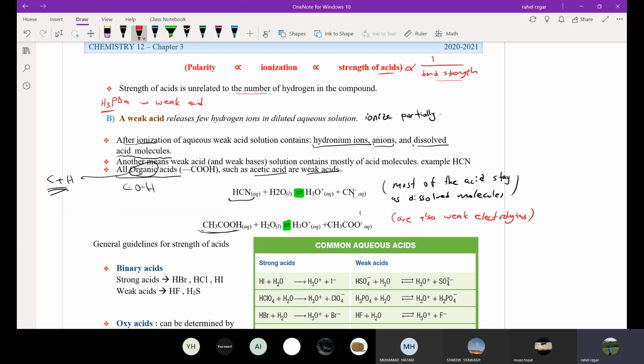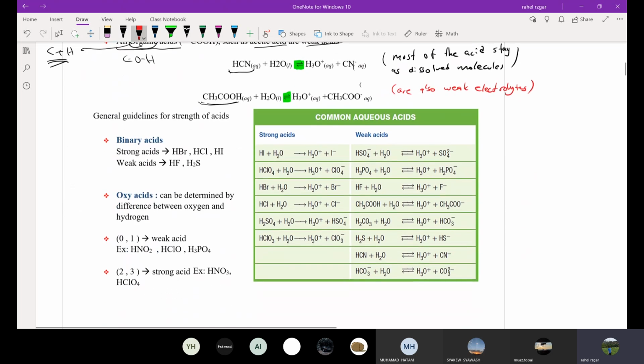All right. Then how can we distinguish between strong acids and weak acids? How do we know if an acid is strong or weak? We cannot memorize every acid and base. But what can we do? For binary acids, we only have 5 acids. We can memorize them. For binary acids, HBr, HCl, HI, just like in chapter 2, they are strong acids. HF and H2S are weak acids.